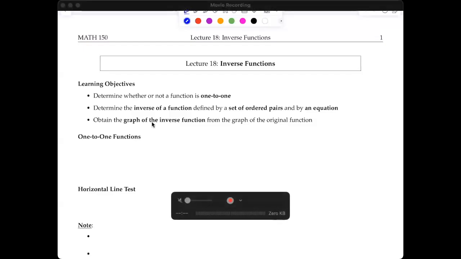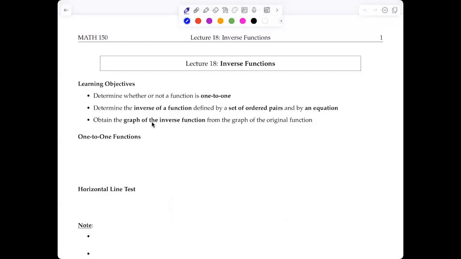Lecture 18 is about inverse functions. We want to determine whether or not a function is a one-to-one function. It has to be a function first before you check if it's a one-to-one function. Later on, we want to determine the inverse function using a set of points or a table and equations, and obtain the graph of the inverse function from the graph of the original function. Okay.